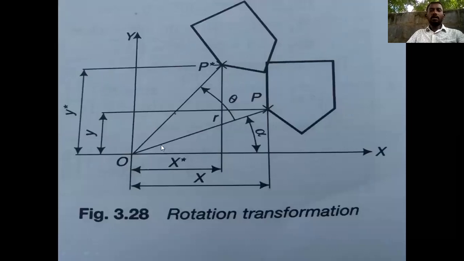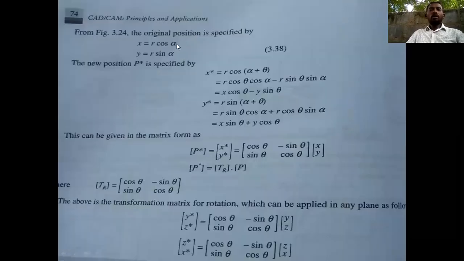You can draw this triangle, the initial triangle, with the angle alpha. So sin alpha is the opposite side by the hypotenuse, which is y by r. Next, cos alpha is the adjacent side by the hypotenuse, which is x by r. So in this relation we get x equal to r cos alpha, and y equal to r sin alpha.